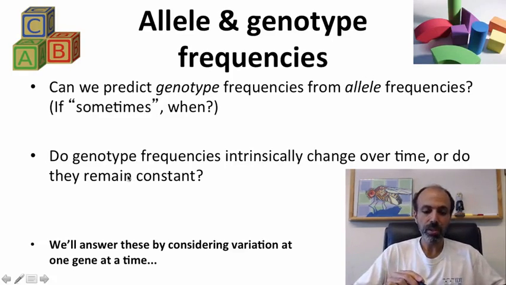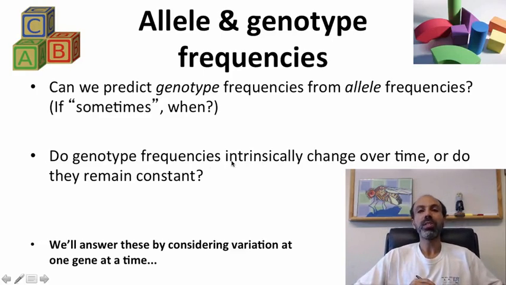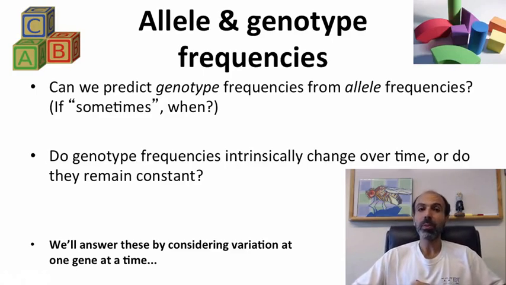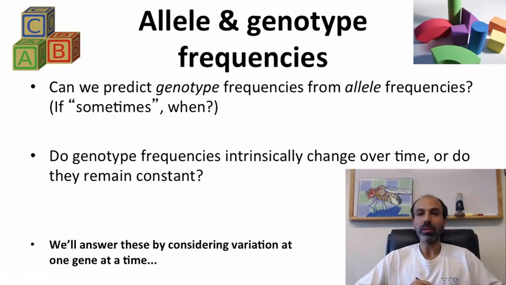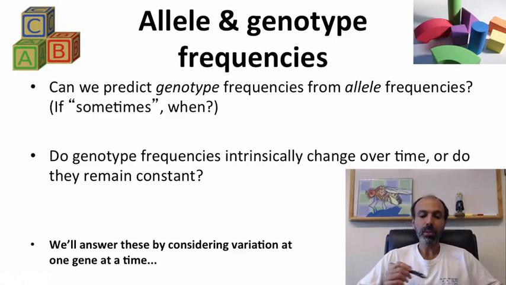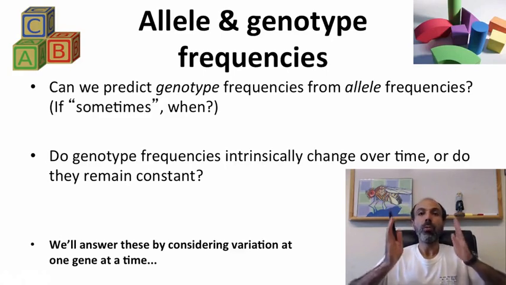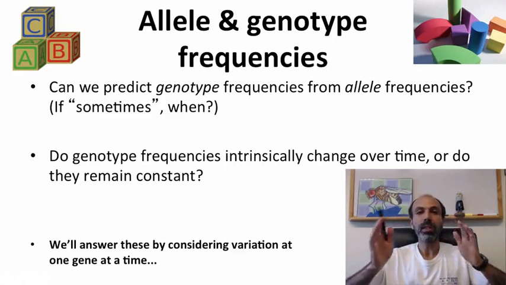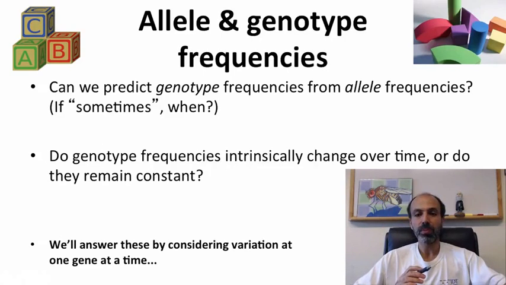The other question is, do genotype frequencies intrinsically change over time, or do they remain constant? Let's assume, for example, that big A is dominant over little a. Do we expect over time big A's to become more common just because of dominance? Well, we'll answer these by looking at variation one gene at a time. We're not going to be looking at interactions among genes here at first.